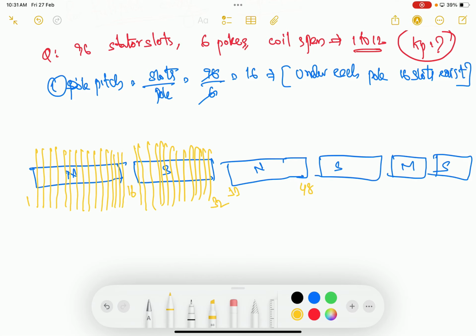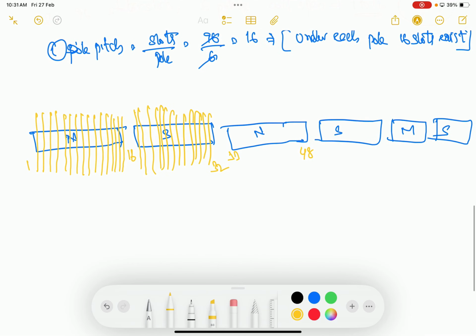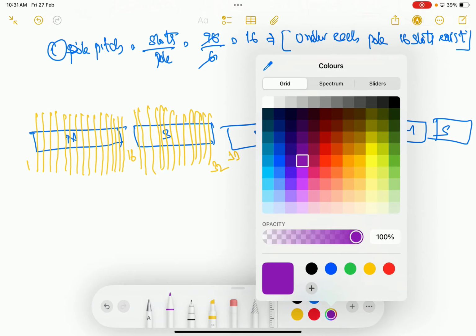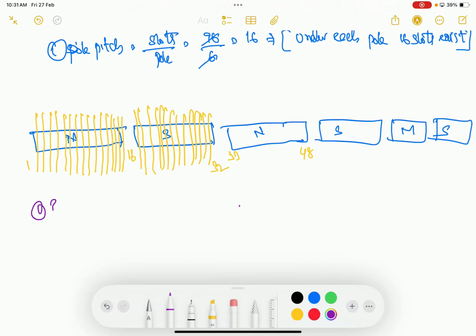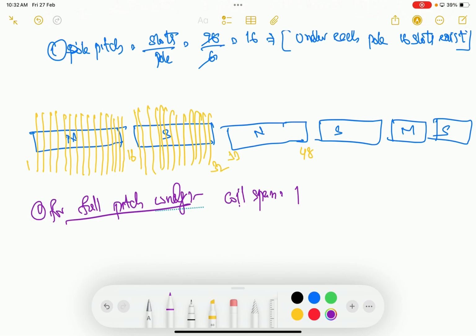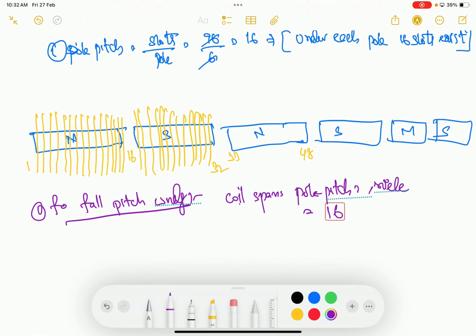Now first, I have to represent the full pitch winding before proceeding to the short pitch winding. For full pitch winding, the coil span is equal to the pole pitch, which is 180 degrees electrical. What is the pole pitch here? We got 16.